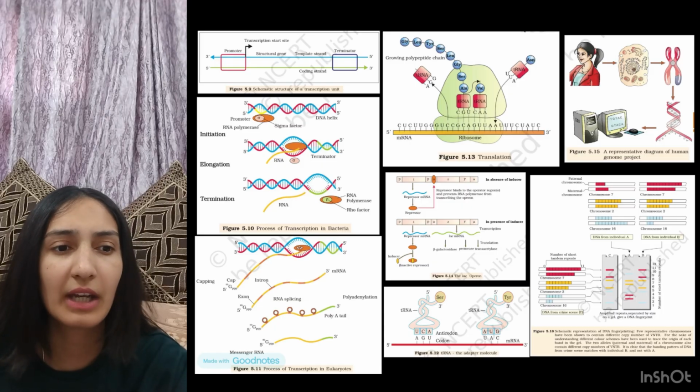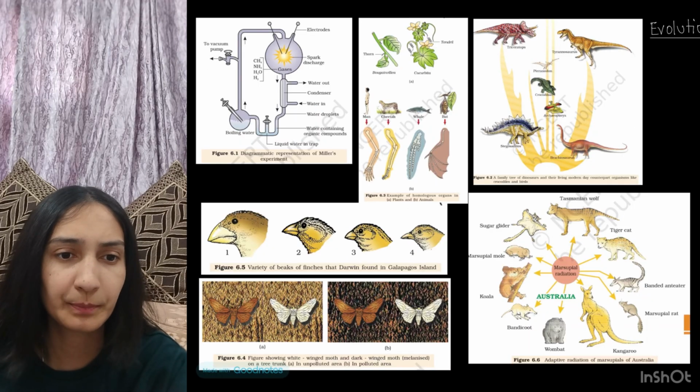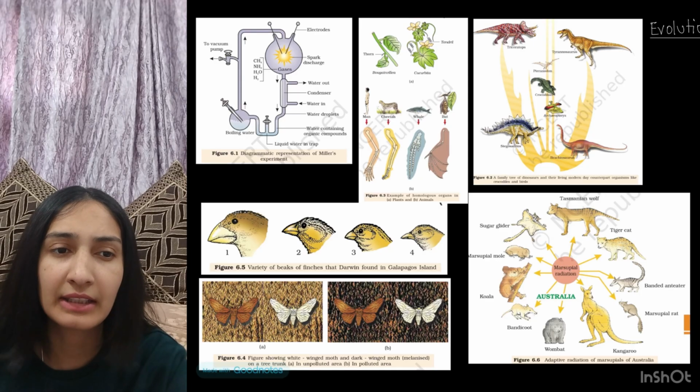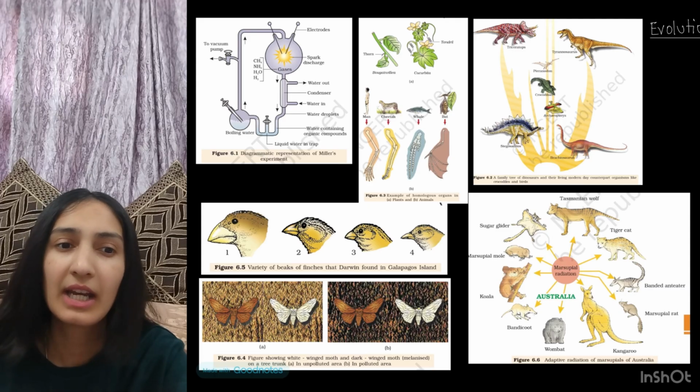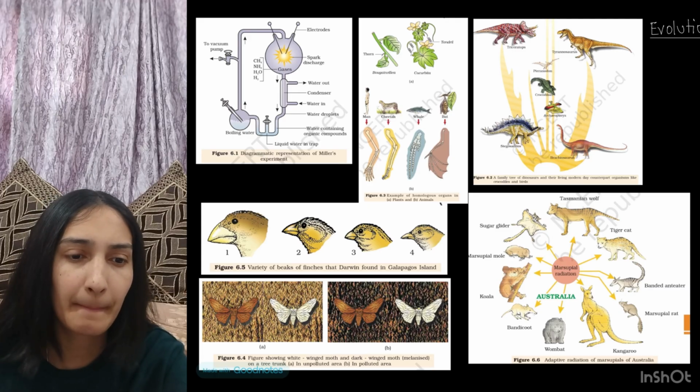Now moving on, next we have the chapter that is evolution. In figure 6.1 we have the diagrammatic representation of Miller's experiment, where he used the electrodes and he used CH4, NH3, H2O, H2 gases. We have the vacuum pump, then we have the boiling water, we have liquid water. In the trap we have the water which contains organic compounds, water droplets, and we have the condenser.